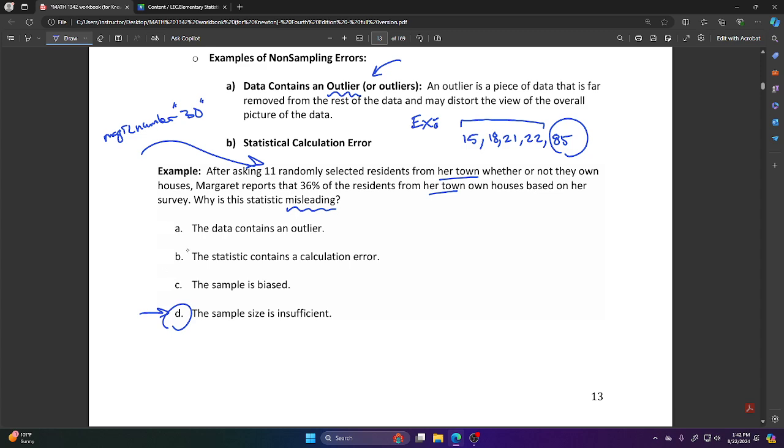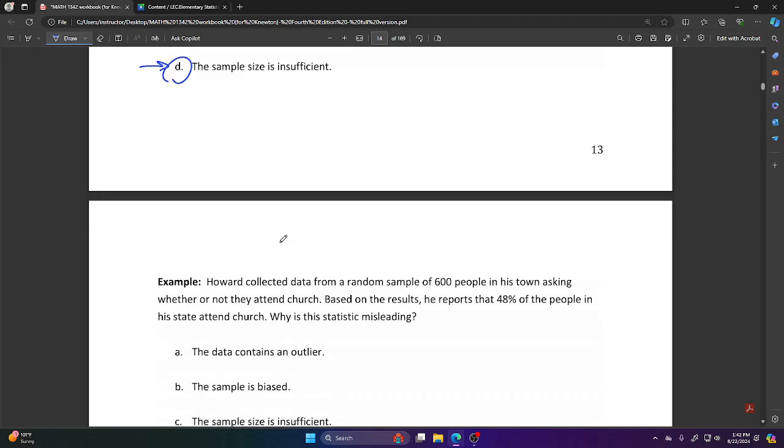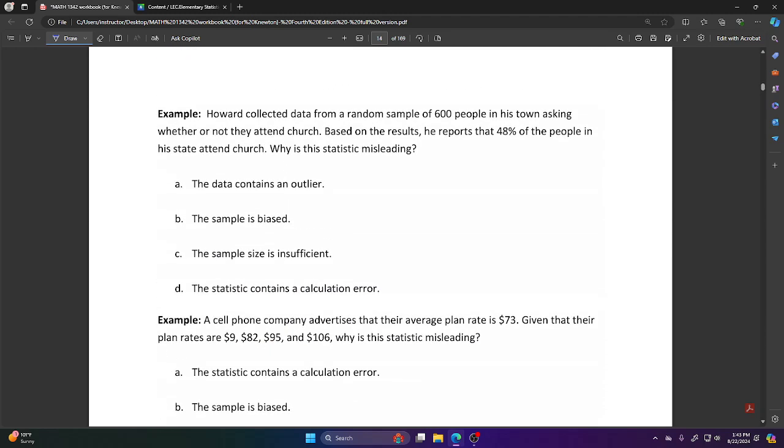Cool. Okay, awesome. Let's keep cruising. So Howard's collecting data from a random sample of 600 people in his town, asking whether or not they attend church. Based on the results, he got 48%. Oh, whoa. See, I keep underlining it on purpose. Did you see that? Look at that. It slides right on by and you don't even see it. So we've got to watch out.